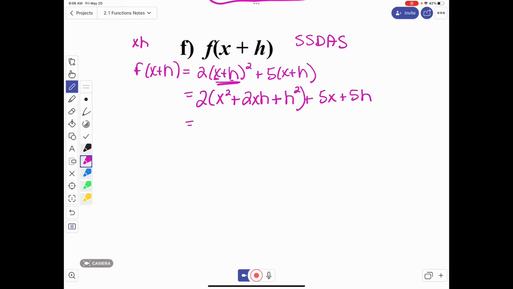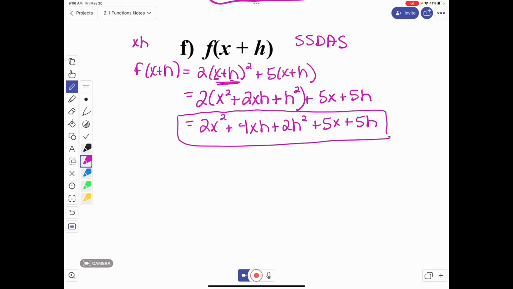And now I'm going to distribute my 2. So I'll have 2 times x squared, which is 2x squared, plus 4xh, plus 2h squared, plus 5x, plus 5h. And I want to check to see if I have any like terms, which I don't. So this whole thing is my final answer.